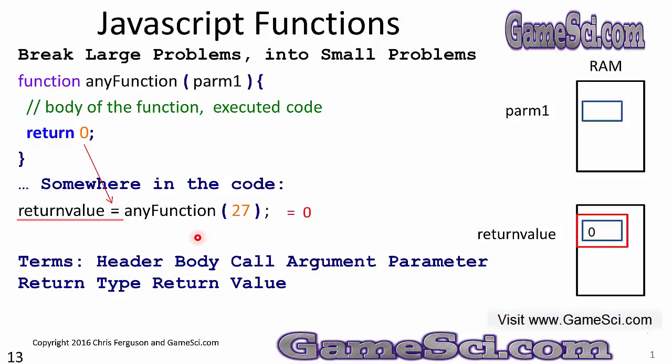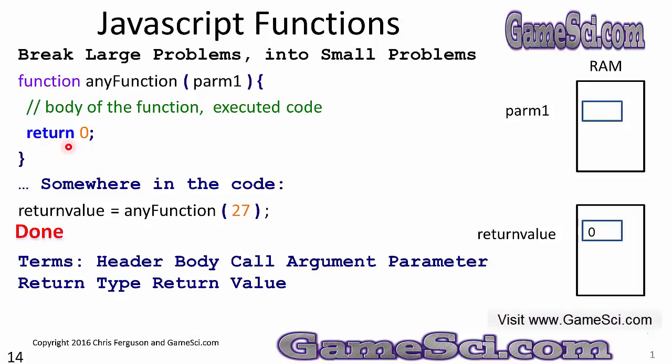That 0 that was returned is then assigned to the return value. And you can see that that 0 showed up over here in the return value. It's pretty simple and straightforward. I sent it an input, 27, and it sent me back an output of 0, which I then assigned to return value.